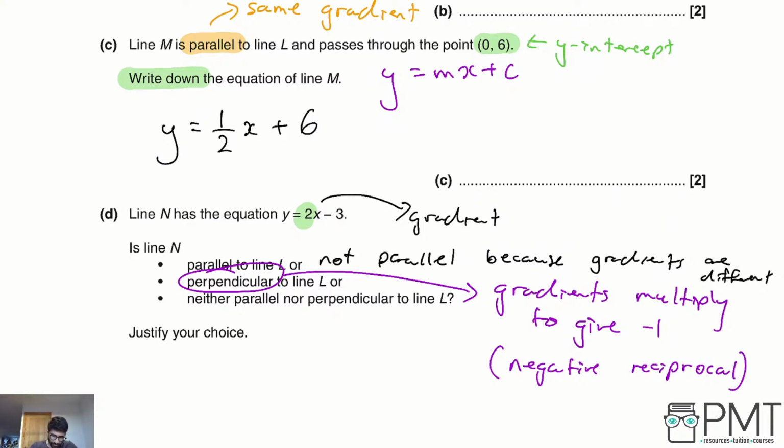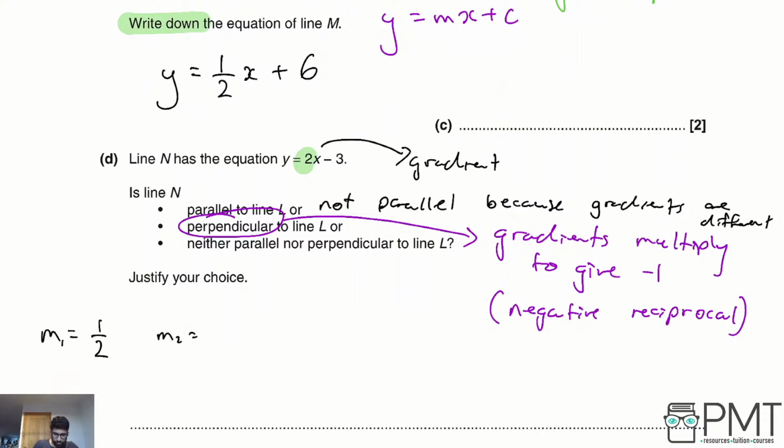For example, if you had a half, let's say m1 is a half, you want m2 to be minus 2 over 1, and 2 over 1 is the same as 2. So as Mohammed said, we need the other line to have a gradient of -2. So check m1 times m2 is a half multiplied by -2 over 1, and that's going to give you -1.